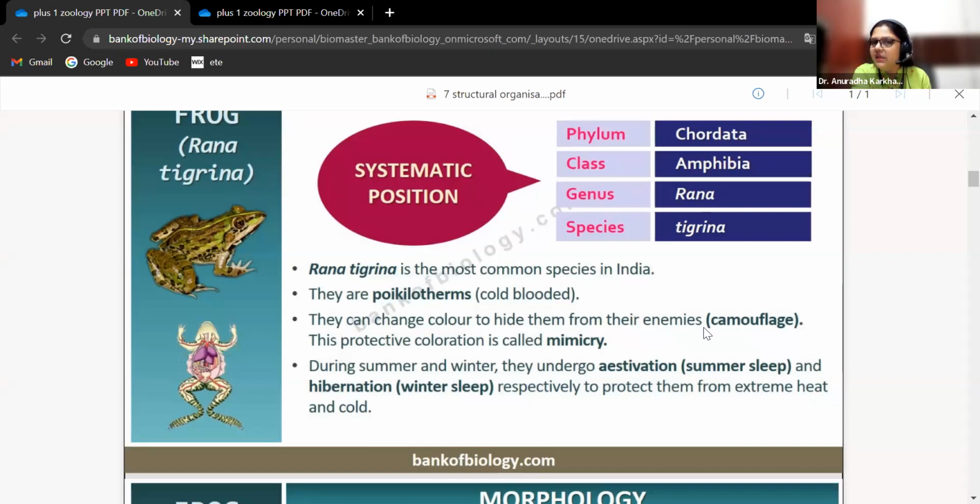So, what is summer sleep? Aestivation. What is winter sleep? Hibernation. So, aestivation and hibernation, okay, frogs will always undergo, but they'll come out during the rainy season. Fine. So, बाकी देखो, बस 4 महीने का काम है, 8 महीने सोते रहते हैं.